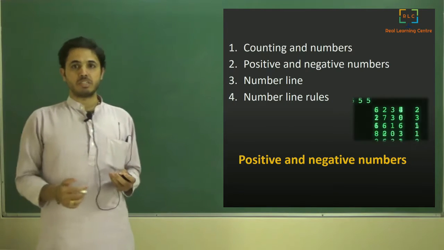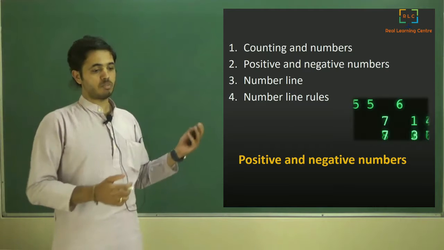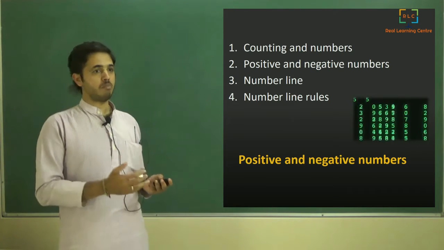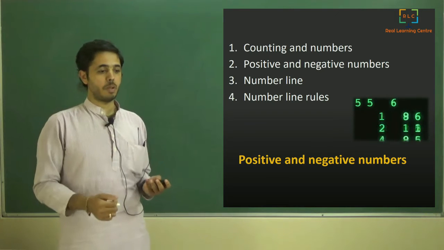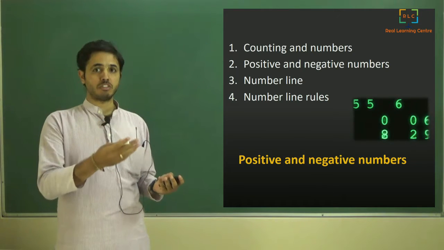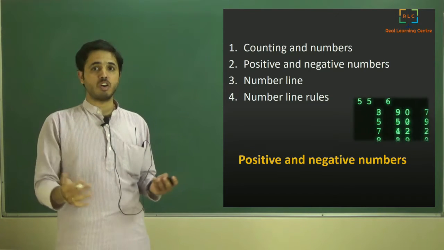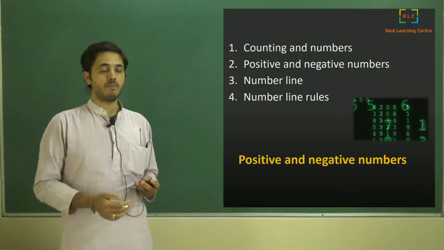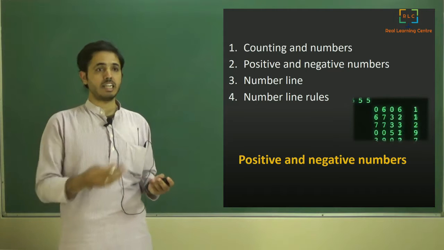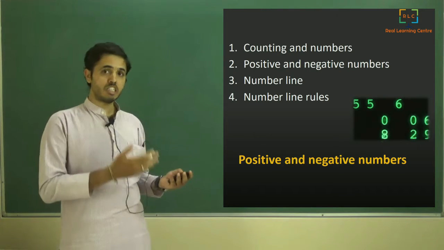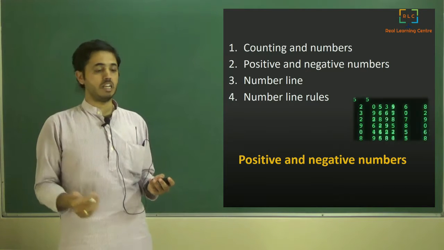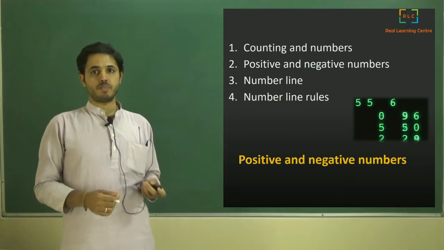And within positive and negative numbers, we have got 4 subtopics. First is counting and numbers. What is the relation between counting and numbers? And then, as I told, what are positive numbers and negative numbers, and how do we quantify or make sense of negative numbers? And then how do we perform various operations like addition and subtraction on both positive and negative numbers using number line, the concept of number line. This is what we are going to study today. Let's begin.